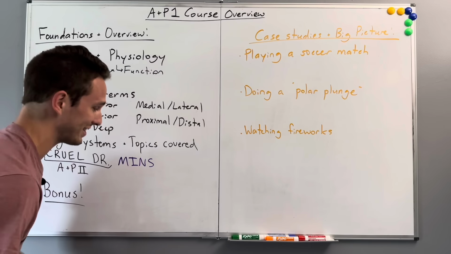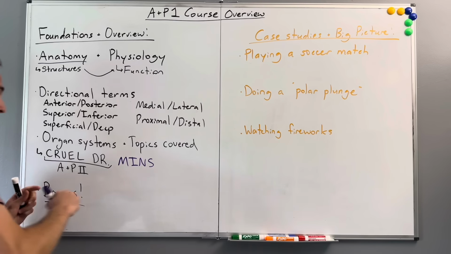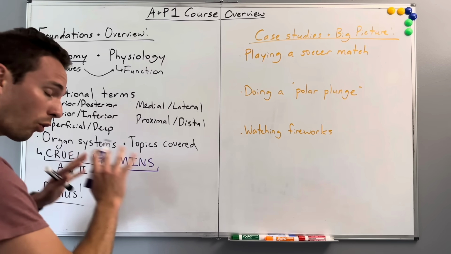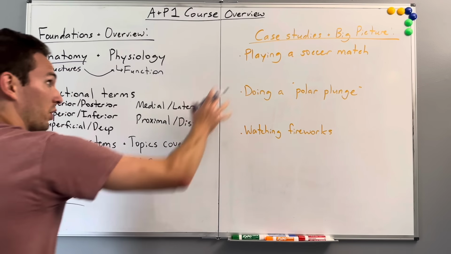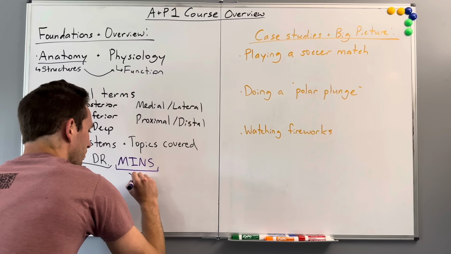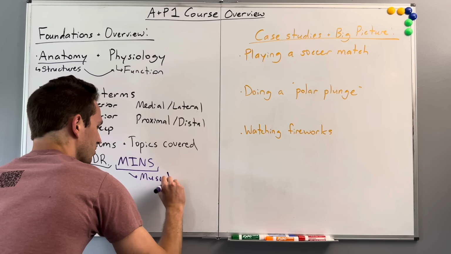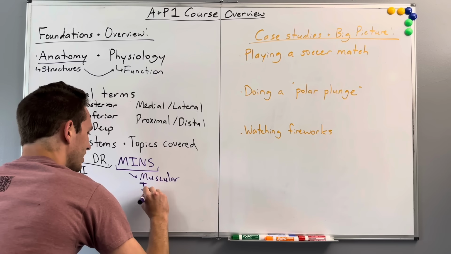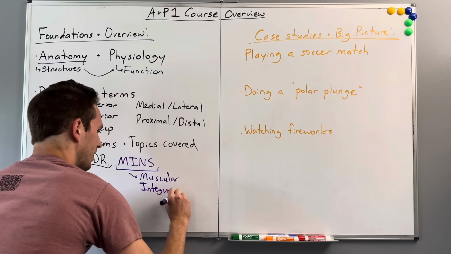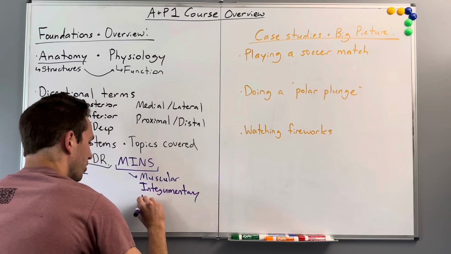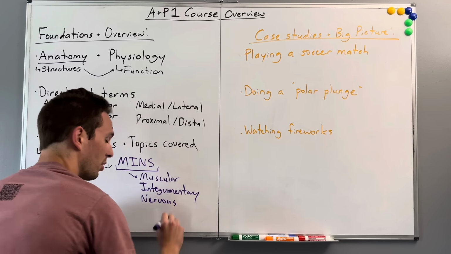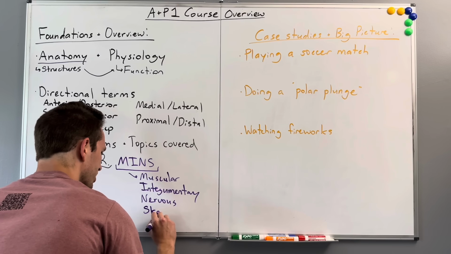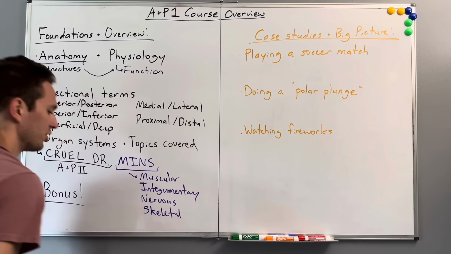However, in your class, A&P1, we're primarily going to be focusing on the Mins aspect, okay? So the 4 organ systems you are going to be covering and we're going to be discussing today are the muscular system, the M, so basically all of the cells of your body that contract. We're going to be talking about the integumentary system, so your hair, skin, and nails. We're going to be talking about the nervous system, the one that makes my students the most anxious, pun intended. And then lastly, the skeletal system. So basically all the bones and the joints.